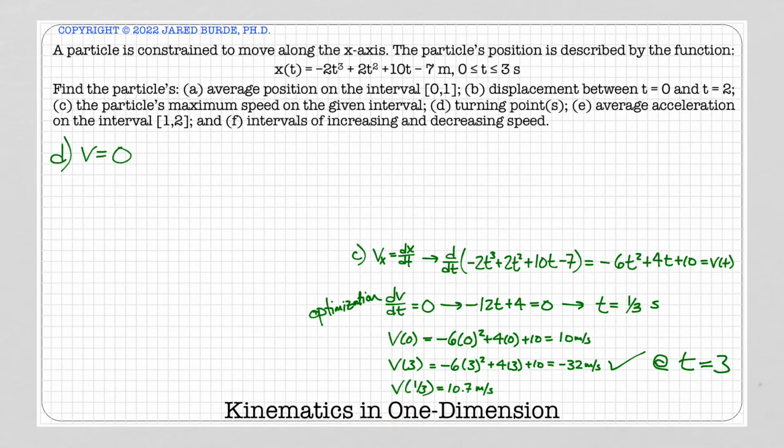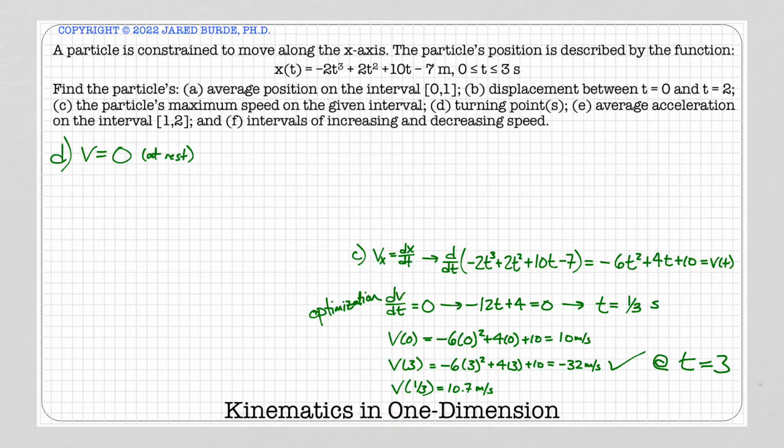If I can figure out where my velocity equals 0, I figure out where my particle is at rest, and then if it's not at rest, at all other places where v is not equal to 0, I can figure out whether I'm moving to the right or to the left. But these places where I'm at rest are where I pause to change direction, and those are my turning points.